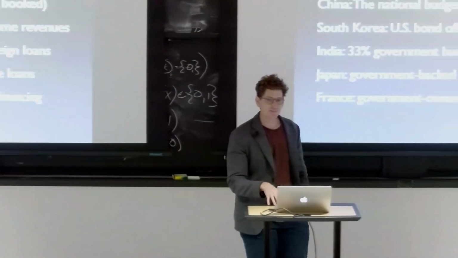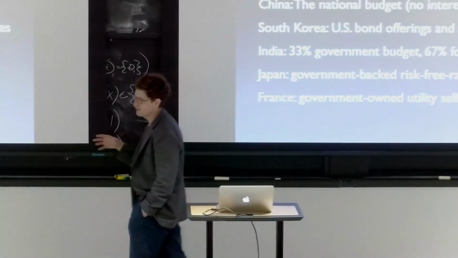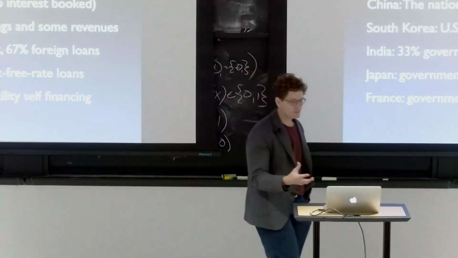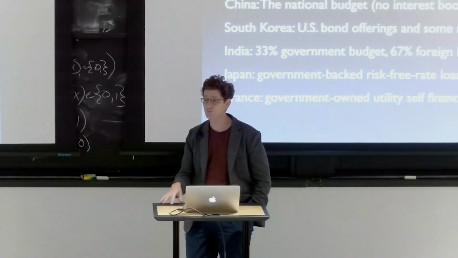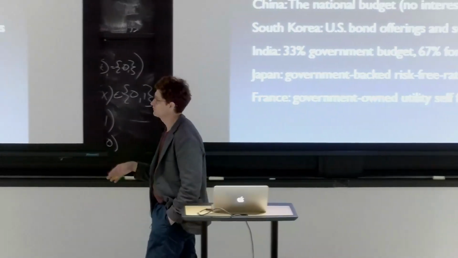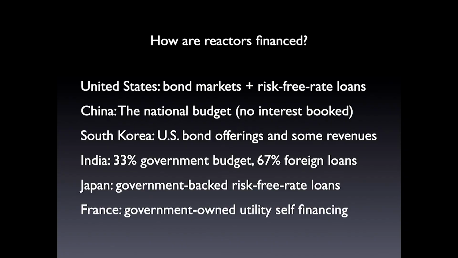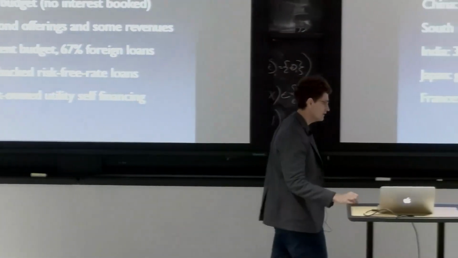But nuclear plants have always been a little different, and that's partly because of their size. It's partly because of the history of where they come from, and that's partly because of a very effective lobbying that goes on from organizations like NEI. So in the United States, in South Korea, there are bond offerings, but they get a lot of risk-free rate loans from the federal government. They call these loan guarantees.